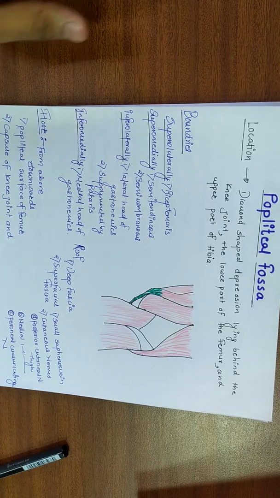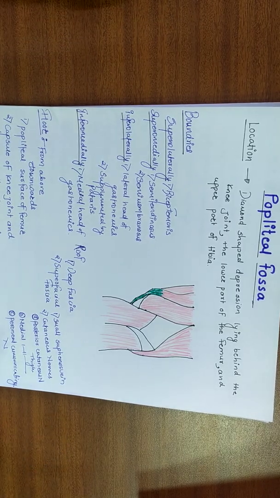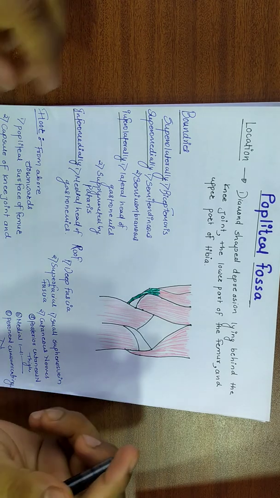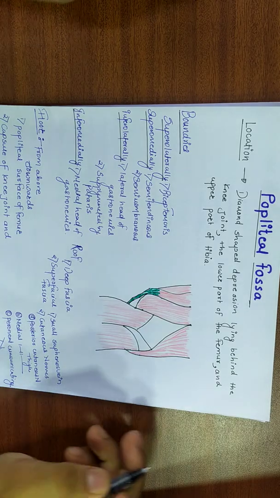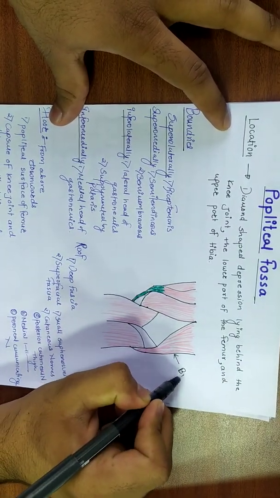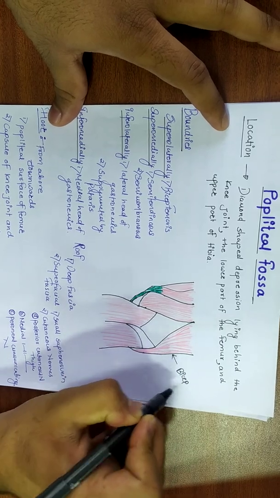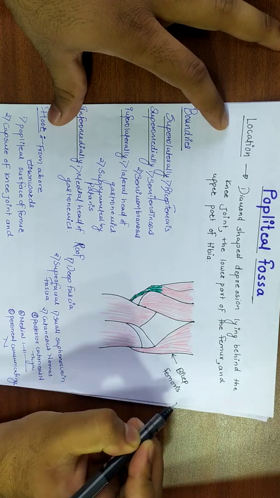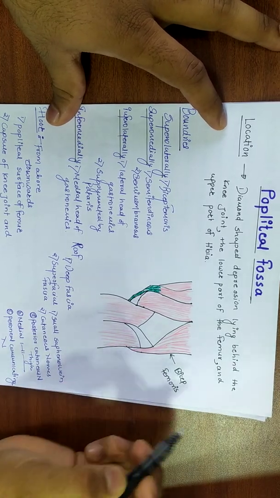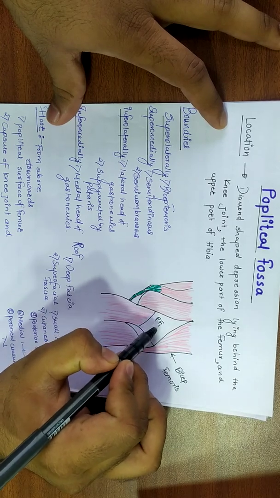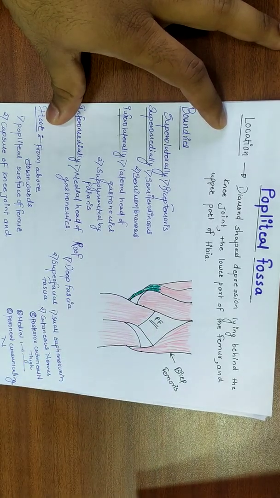So let's see its boundaries. The superolateral border of the popliteal fossa is formed by biceps femoris. In the given diagram we can see this is biceps femoris, the superolateral border of the popliteal fossa, and this one is the popliteal fossa.